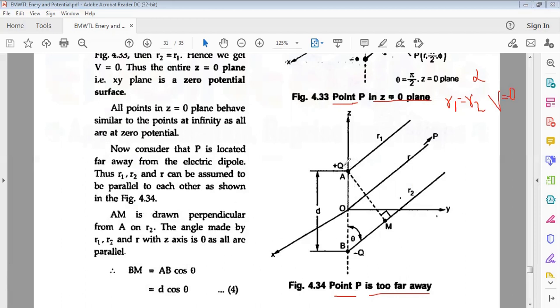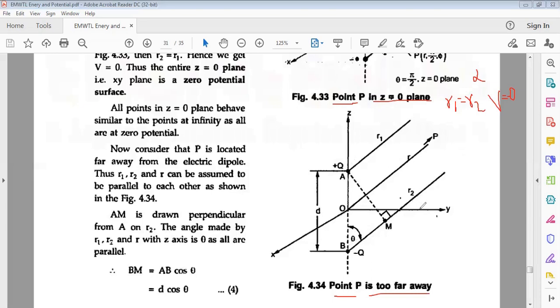Draw a perpendicular line from point A on the R2. See here, the dotted line showing that on the R2, so it is 90 degrees. So we have AM to the point P, and M to the point P here. In this case, R1 is equal to the length from M to P, because AM is a perpendicular line. But it is not equal to the A to P and the B to P. It is equal only to the M to P.